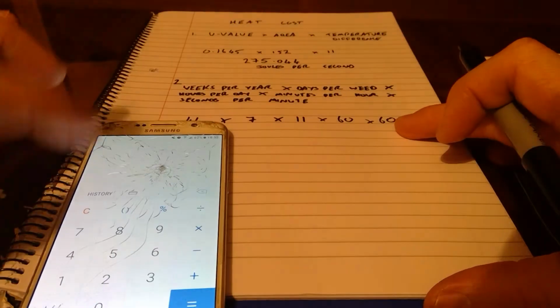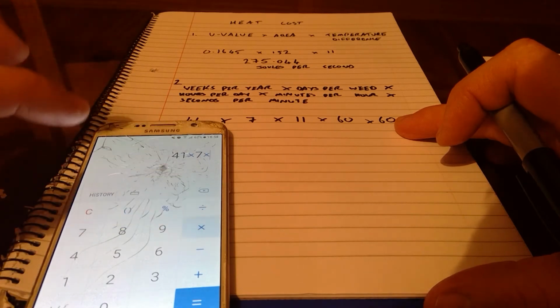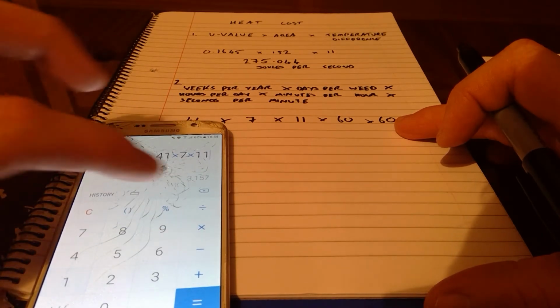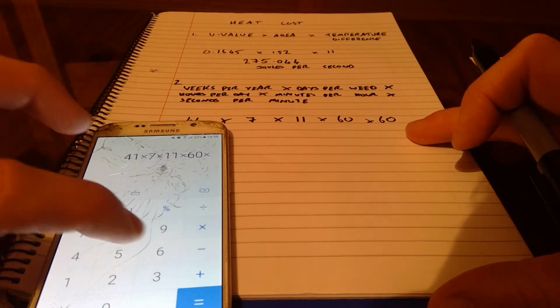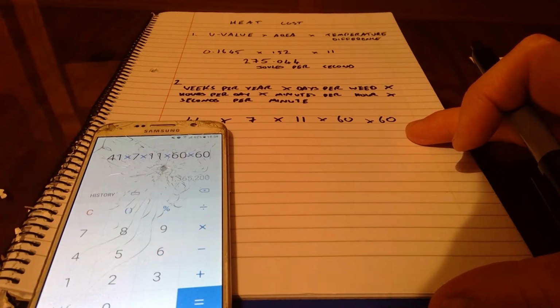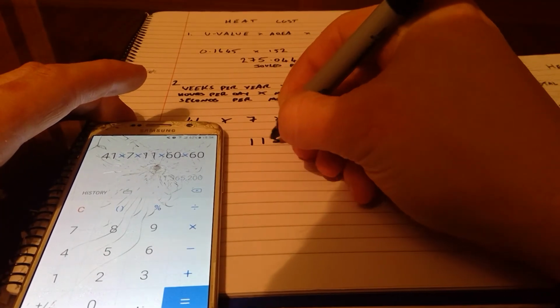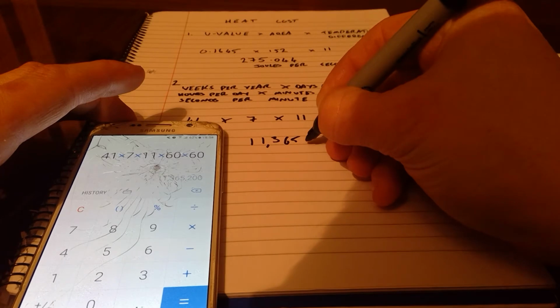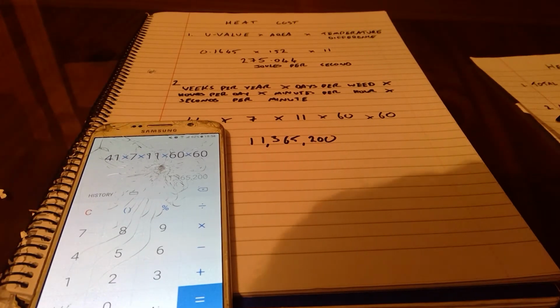So we have 41 multiplied by 7 multiplied by 11 multiplied by 60 multiplied by 60, and that gives us 11,365,200. That's the amount of seconds the heating is on in that full year.